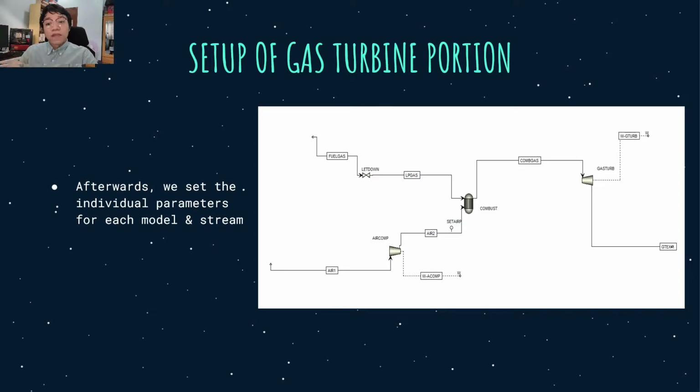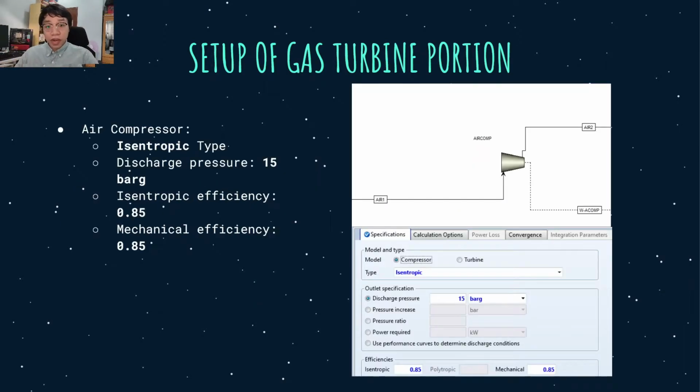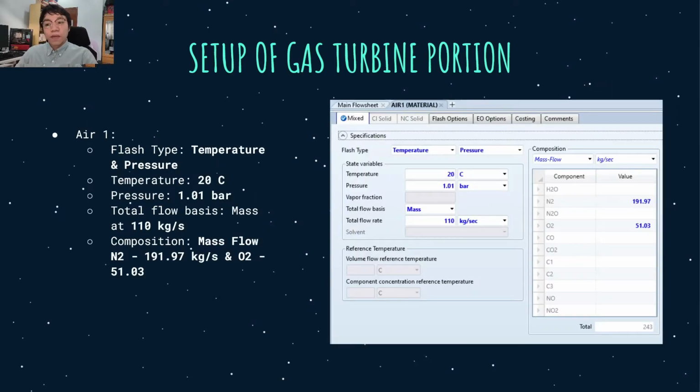Afterwards, we're going to set the individual parameters for each model and stream. For our air compressor, it's going to be an isentropic type. It has a discharge pressure of 15 bar G, an isentropic and mechanical efficiency of 0.85. Our air, or the intake air, would be at a flash type temperature and pressure. Temperature would be at 20 degrees Celsius. Pressure would be at 1.01 bar.